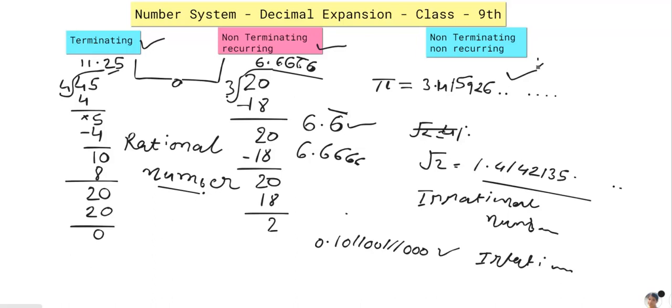So this is the whole purpose of my explanation. Terminating and non-terminating recurring numbers are rational numbers. Non-terminating, non-recurring numbers, where you get an unlimited number of digits that never repeat, are irrational numbers. So that is non-recurring, non-terminating, and it is an irrational number. And terminating and non-terminating recurring numbers are rational numbers. So this is the objective of this video.